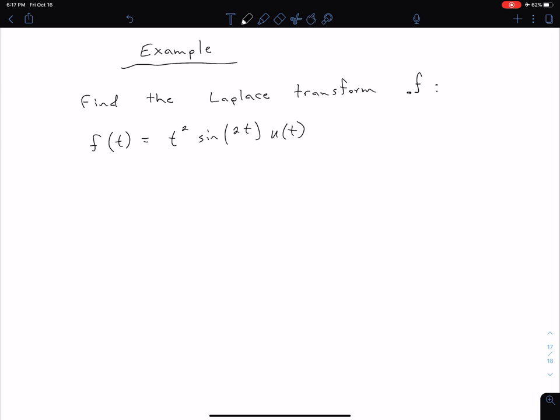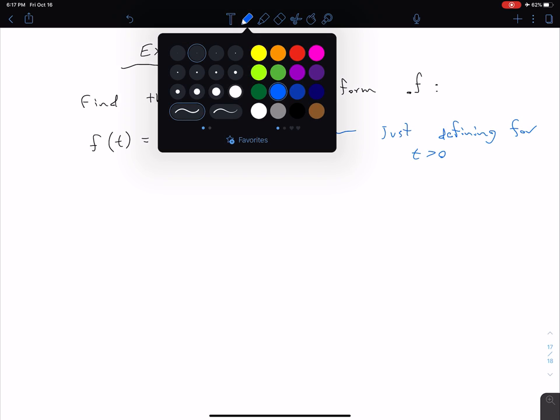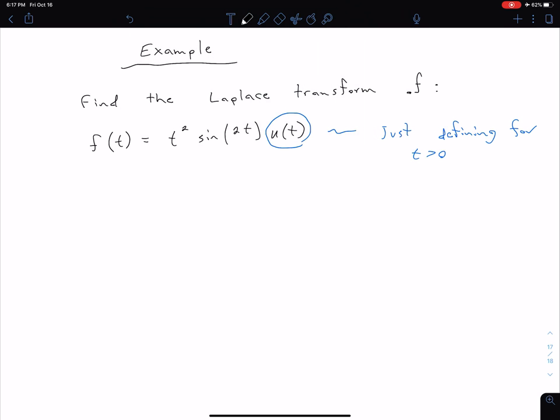So in this case, we have f of t equals t squared sine of 2t times u of t, and we want to take the Laplace transform of this. Just like in our previous example, this u of t is just defining our sine times t squared for t greater than 0. Again, in some textbooks or some locations, you might not see that explicitly written, and that's perfectly normal.